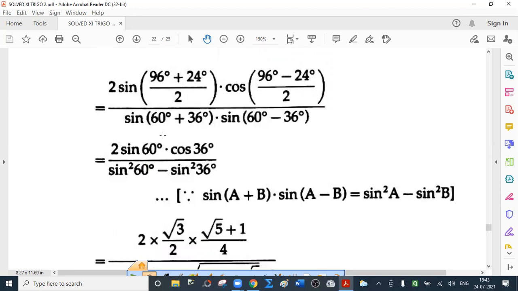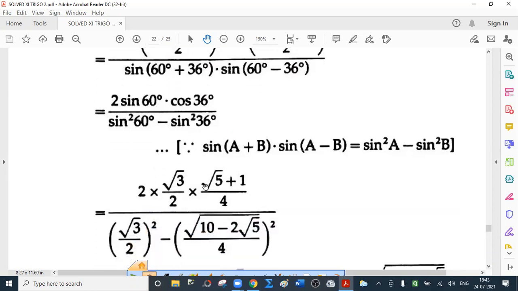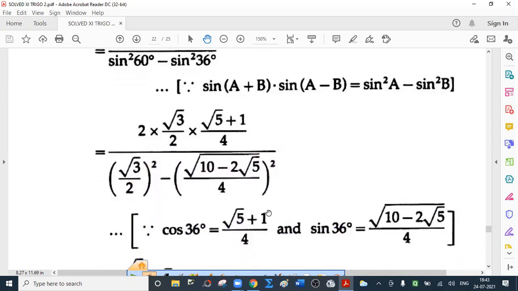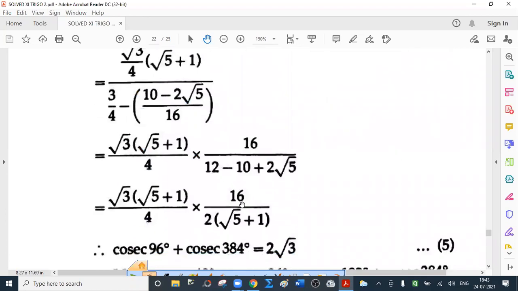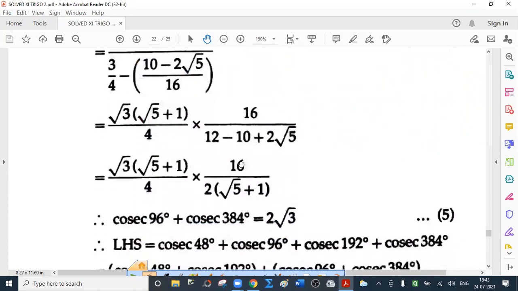Apply factor formula. In the denominator, sin of a plus b into sin of a minus b is sin square a minus sin square b. So we get this. Now we directly substitute the values for cos 36 degree, sin 36 degree. Sin 60, you know that it is root 3 by 2. So on simplification, these are the values. On simplification, you get this as 2 root 3.